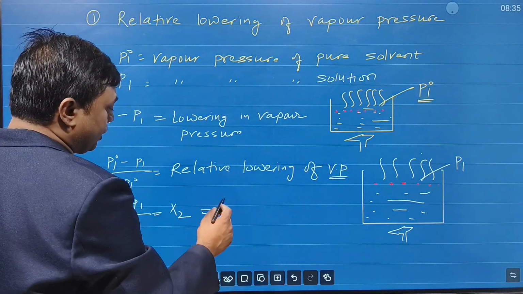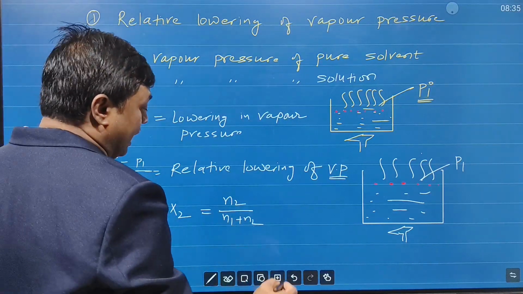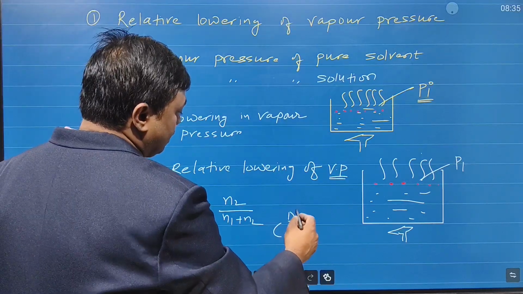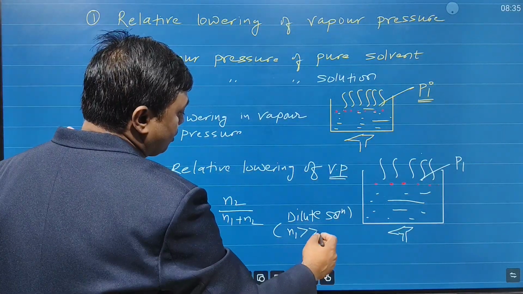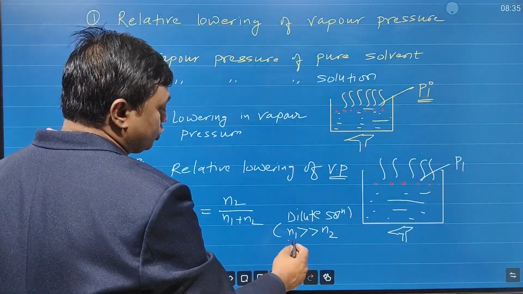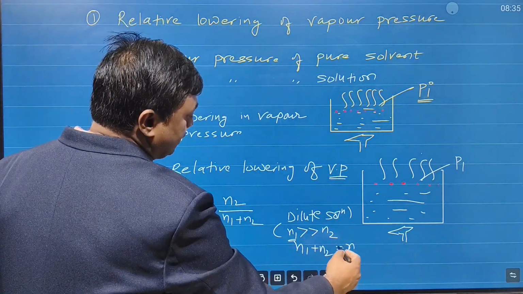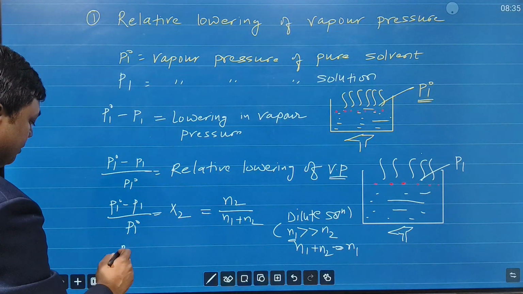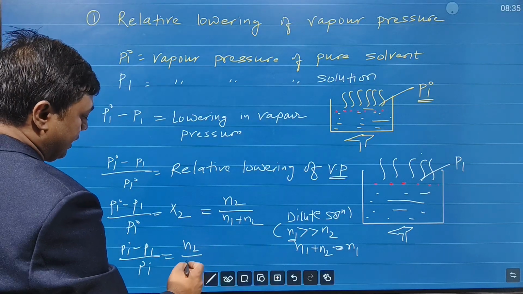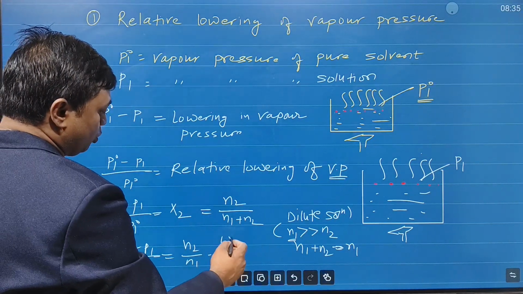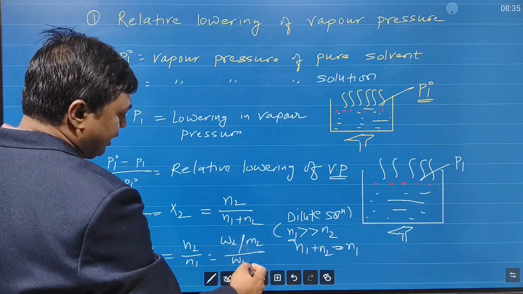How do you find the mole fraction of solute particles? Number of moles of 2 by number of moles of 1 plus number of moles of 2. For a dilute solution, the solvent is far more than the solute, so number of moles of 1 is far more than number of moles of 2. So N1 plus N2 is approximately equal to N1. If you substitute, P1 degree minus P1 upon P1 degree is equal to N2 by N1. What is N2? W2 by M2, weight of solute by molecular weight of solute. What is N1? W1 by M1.